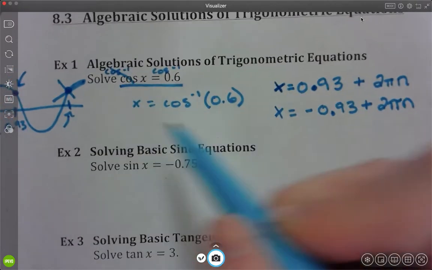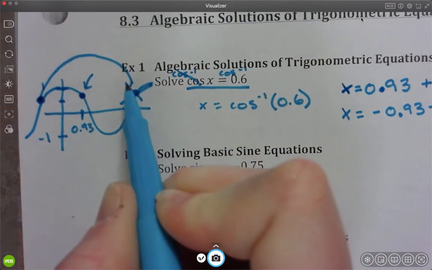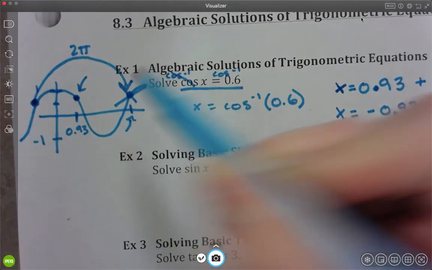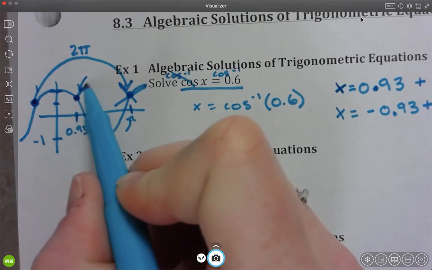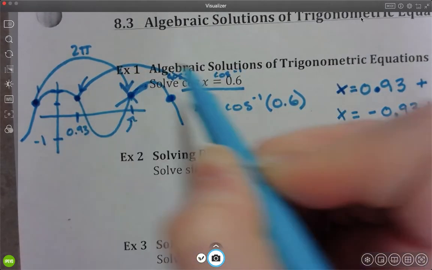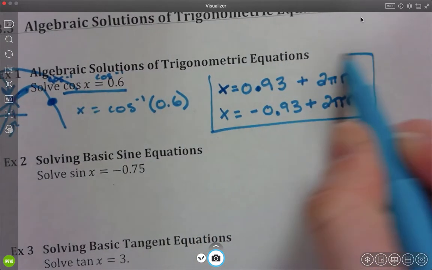So since this guy's going to go on forever, this point right here is actually the same as this point here, but just 2 pi later, or 2 pi after that, okay? This guy right here will be the same as this point right here because that's 2 pi later, okay? So we have those two as our two solutions, okay?